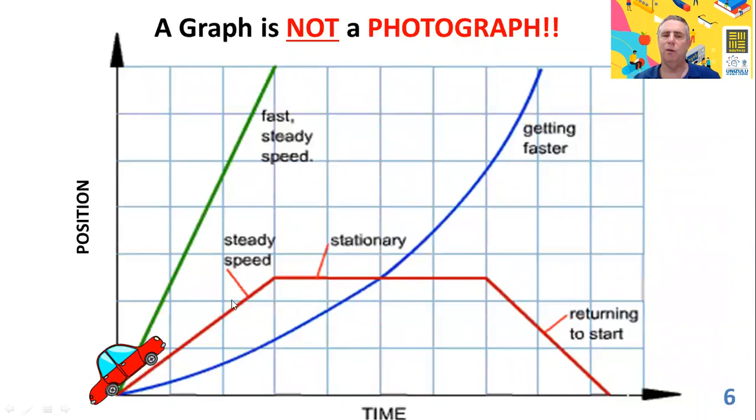Another example, if the question says, describe the motion shown by the red graph, some pupils would say the car drives up the steep hill, it drives across the top of the hill, and then it drives down the other side of the hill.